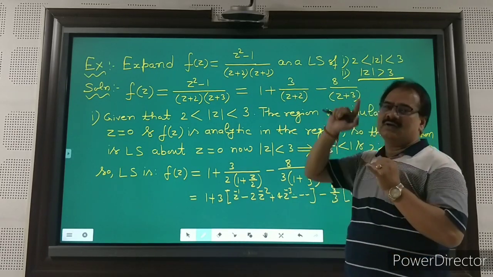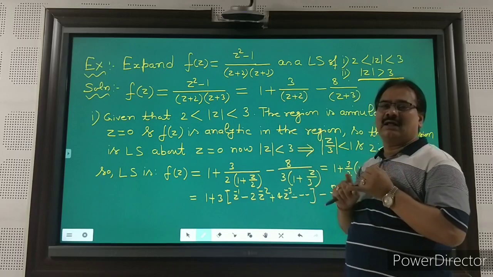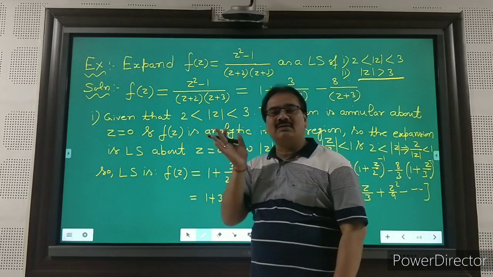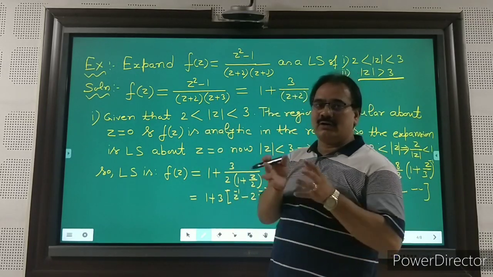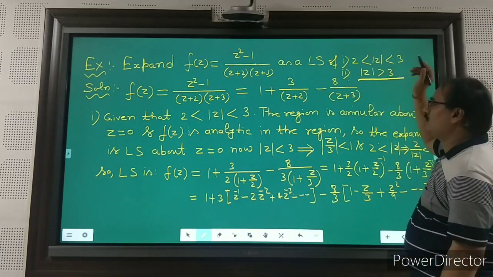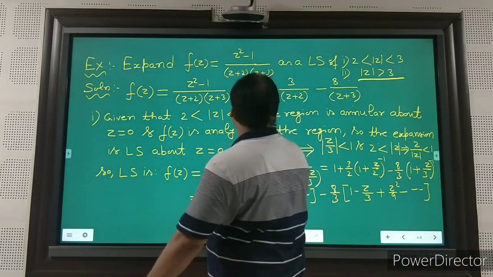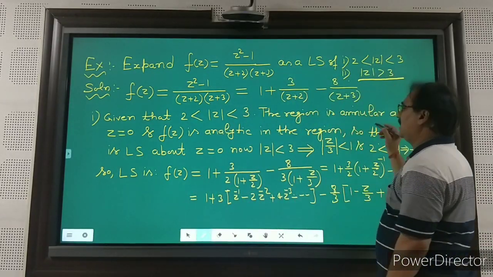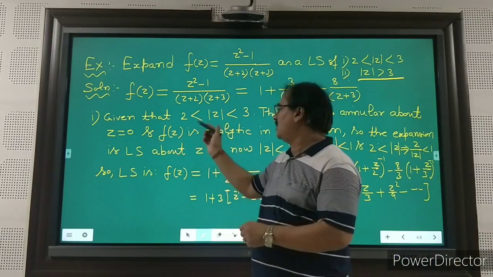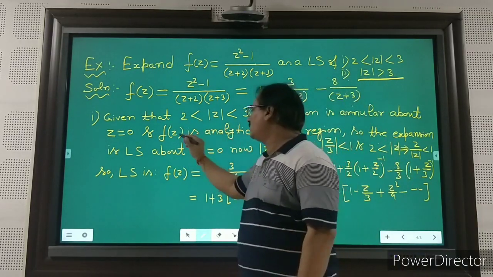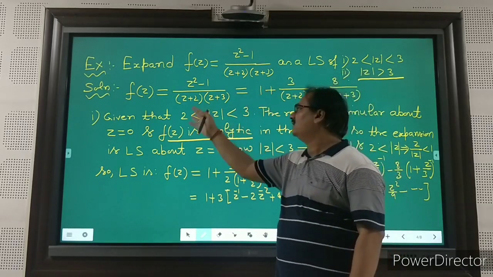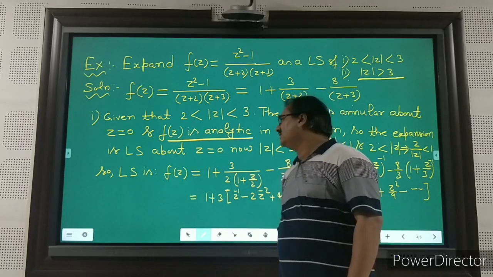The first step is always, in both the previous case and here, to do the partial fractions. After getting the partial fractions, look at the condition under which you have to write the Laurent series. Here it is already given that mod of z lies between 2 and 3. So check that the region is annular about z equal to 0. Putting z equal to 0, you easily see a constant, which means f(z) is analytic.